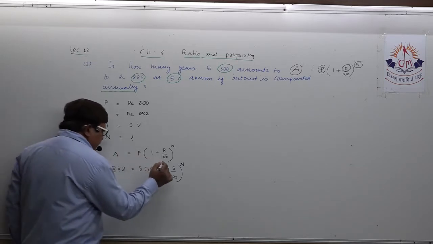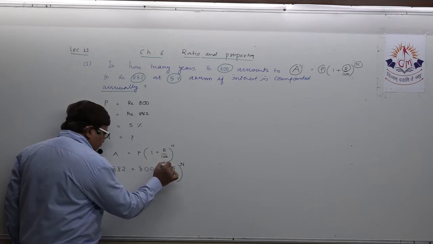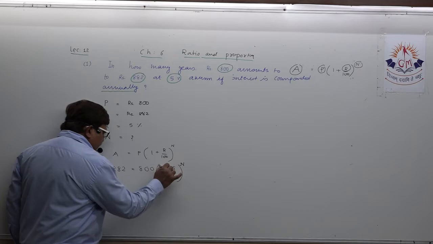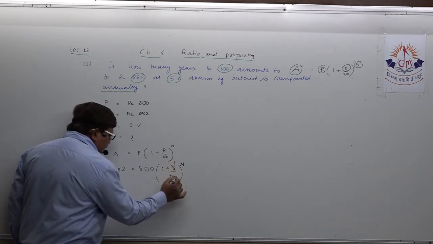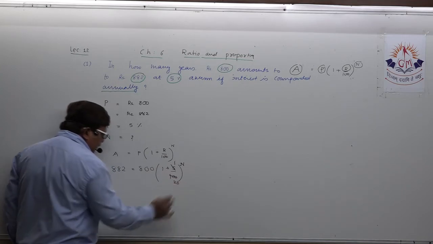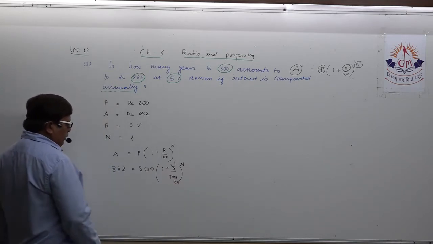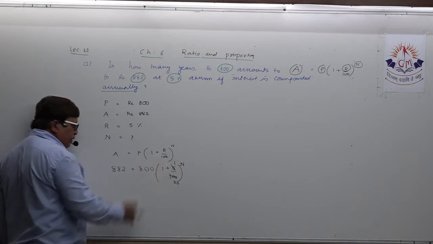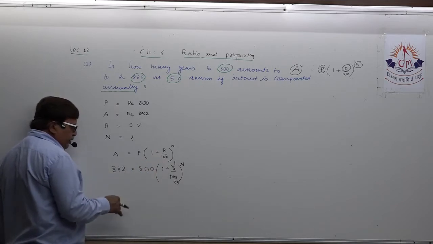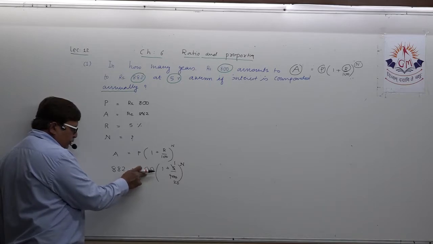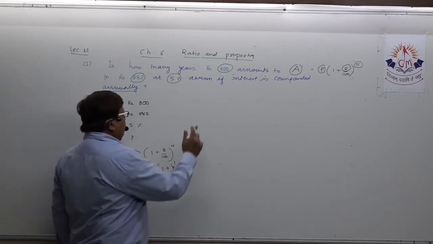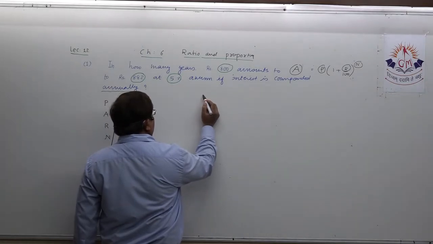Now the next step will be the first possible cancellation to be done. 5 once is 5, 5 twenties are 100. Not only this cancellation, but in the next step you have to bring this number, the principal, here. So this is the next step we are doing.